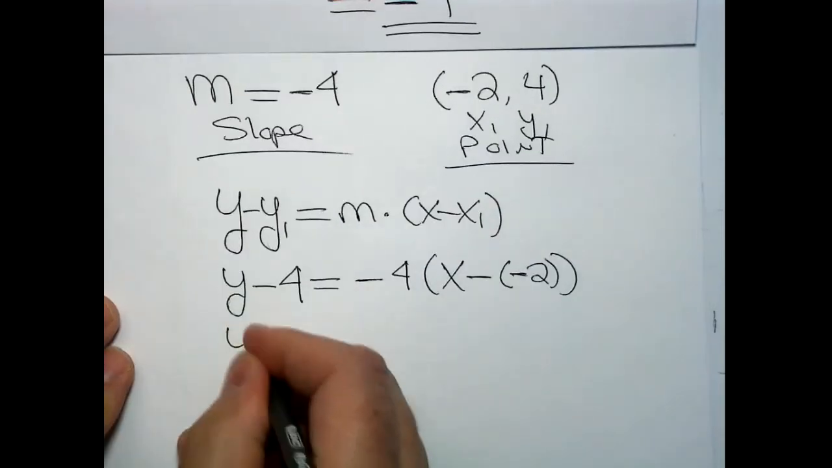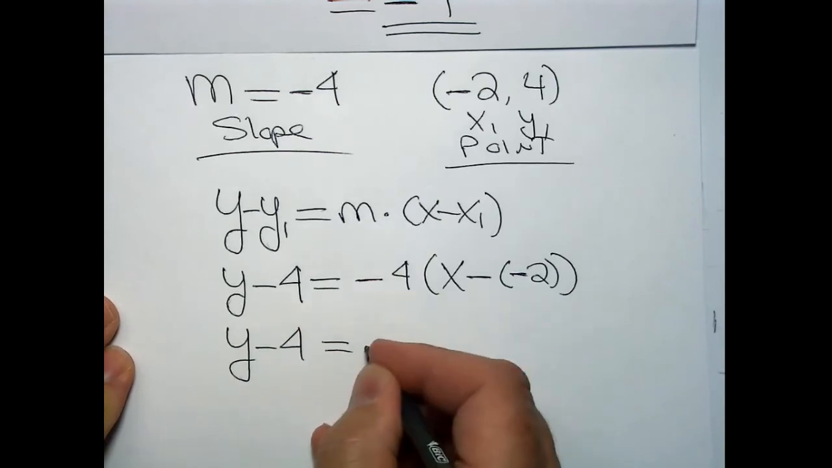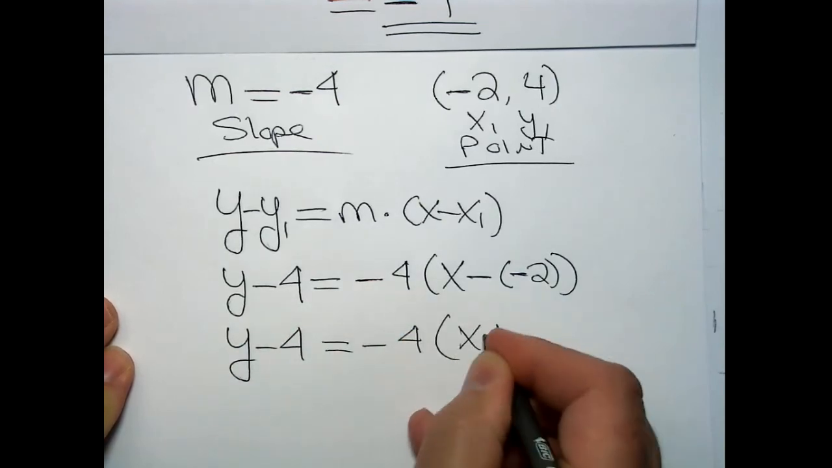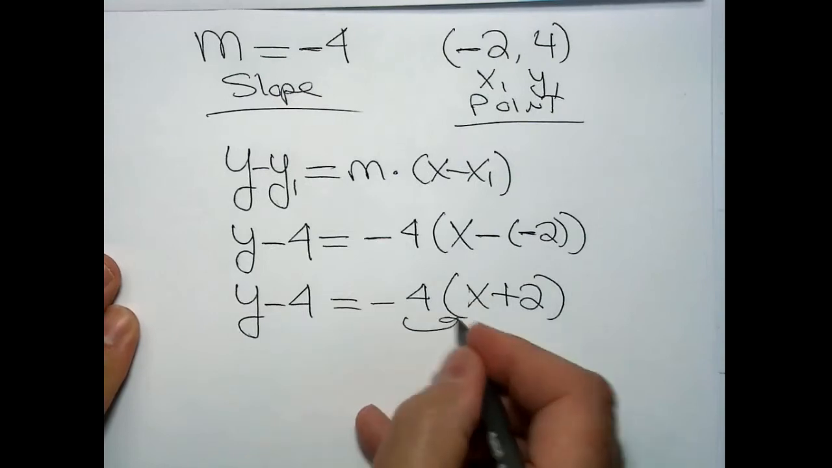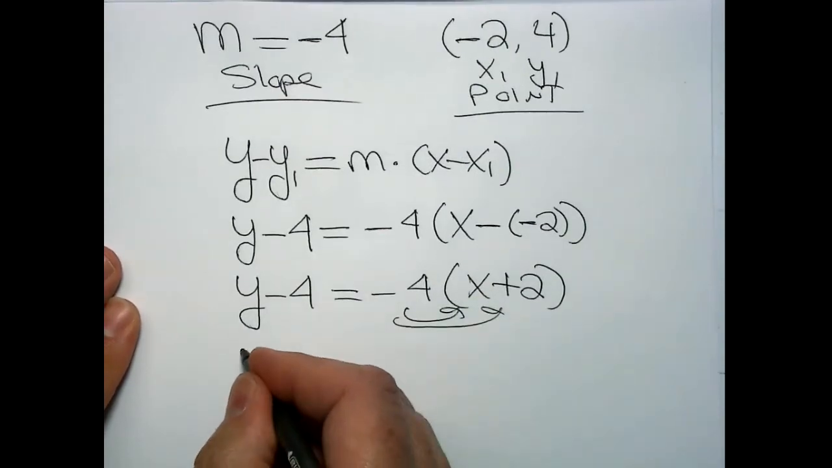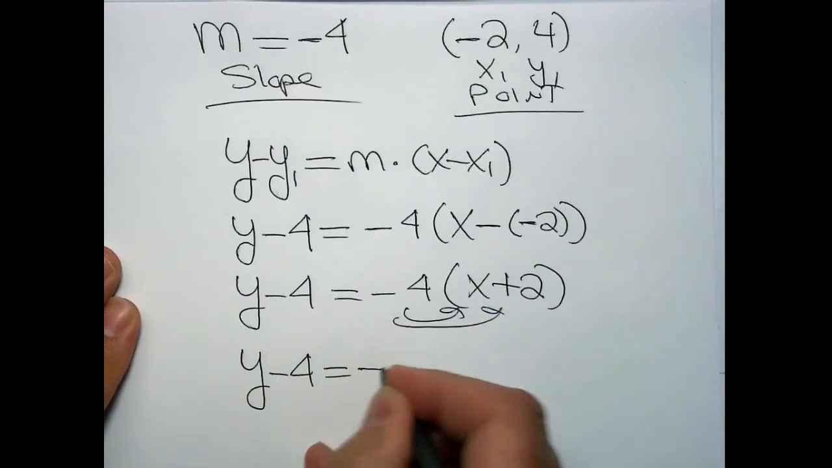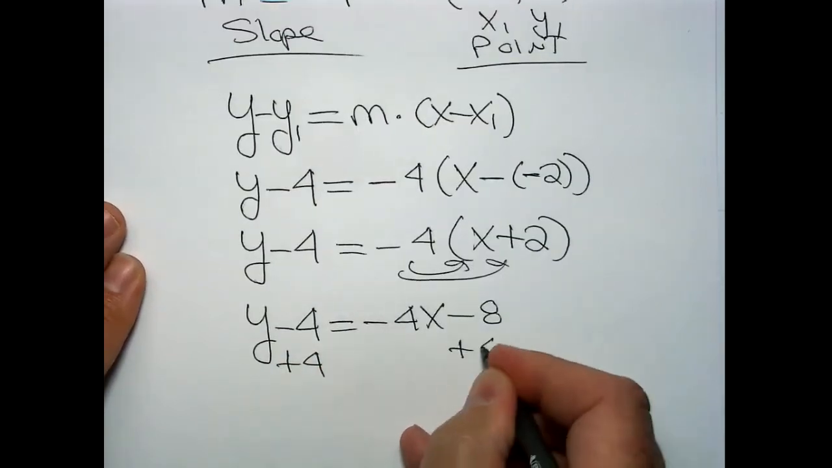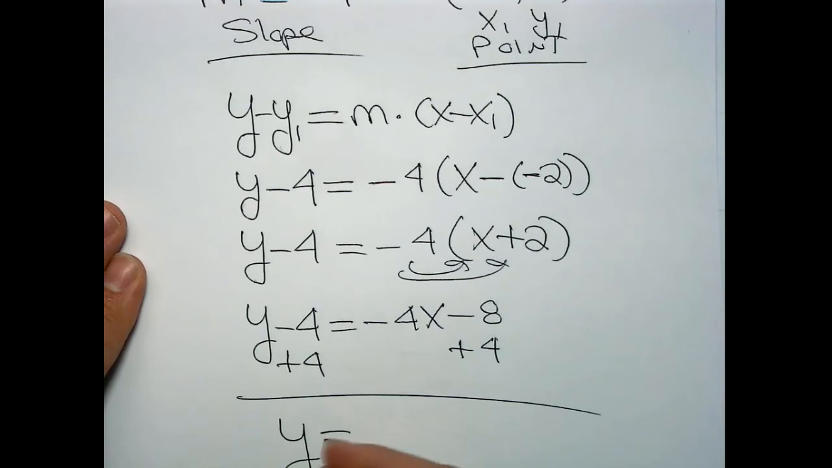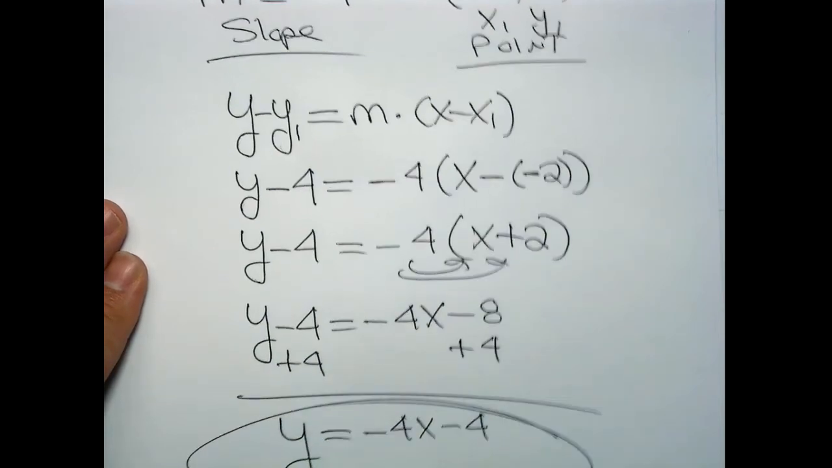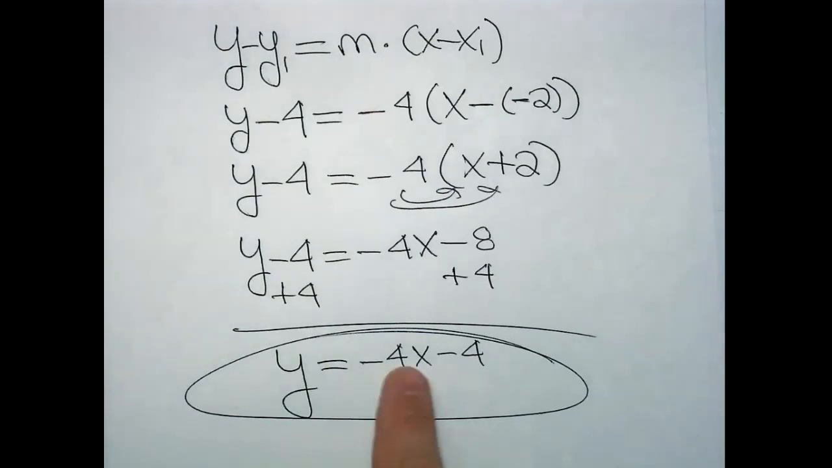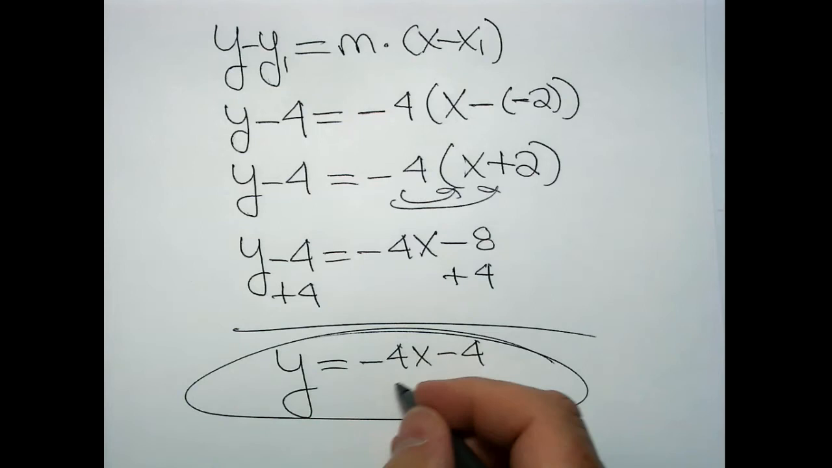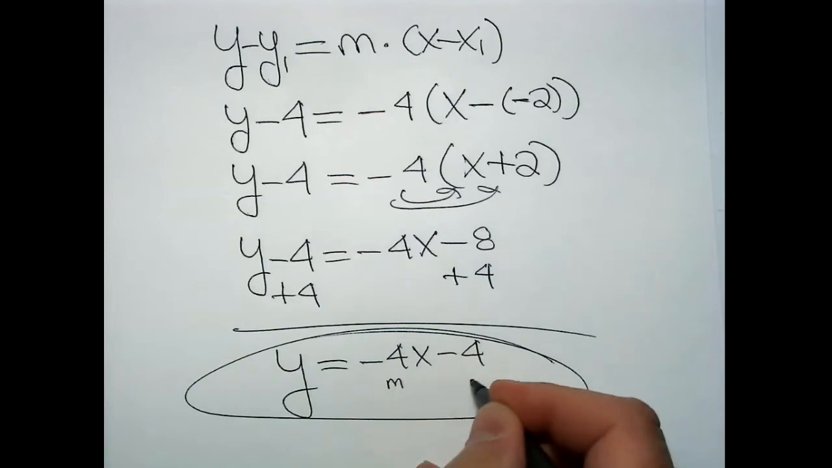Let's keep going. Y minus 4 is negative 4 times really x plus 2, the double negative, distributive law, because I like this in y equals mx plus b form when we finish. And last but not least, add the 4. So here's the actual equation of the tangent line itself, and everything we need is there. The slope of the tangent line is negative 4, and the y-intercept just happens to be also negative 4, mx plus b.